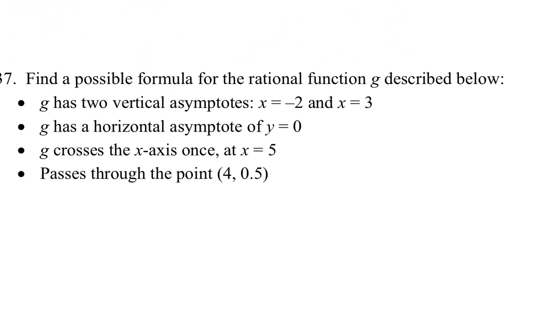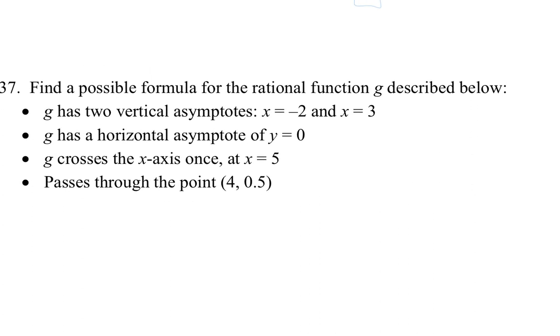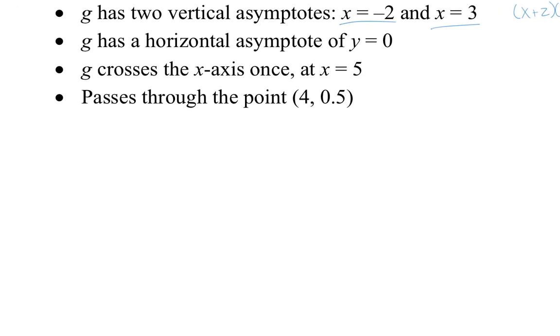On to number 37. We're asked to find a possible formula for the rational function that is described here. So we have two vertical asymptotes, x equals negative 2, x equals 3. So that to me says that I'm going to have x plus 2 and x minus 3 in our denominator. So when I go to write my function, it'll be something over x plus 2, x minus 3.